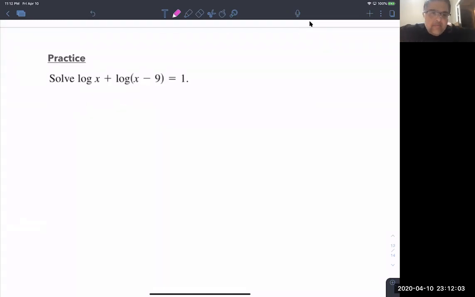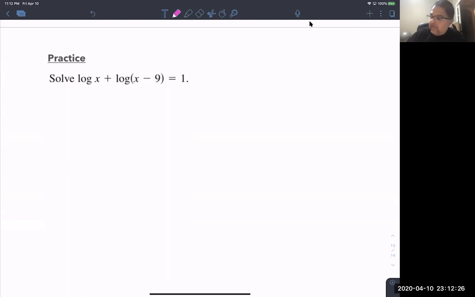Final example type. Log x plus log x minus 9 equals 1. So remember what our log is. What's the base of our log if no base is indicated? It is log base 10 because this is the common log. So the first thing we're going to have to do is get log by itself and in one expression.